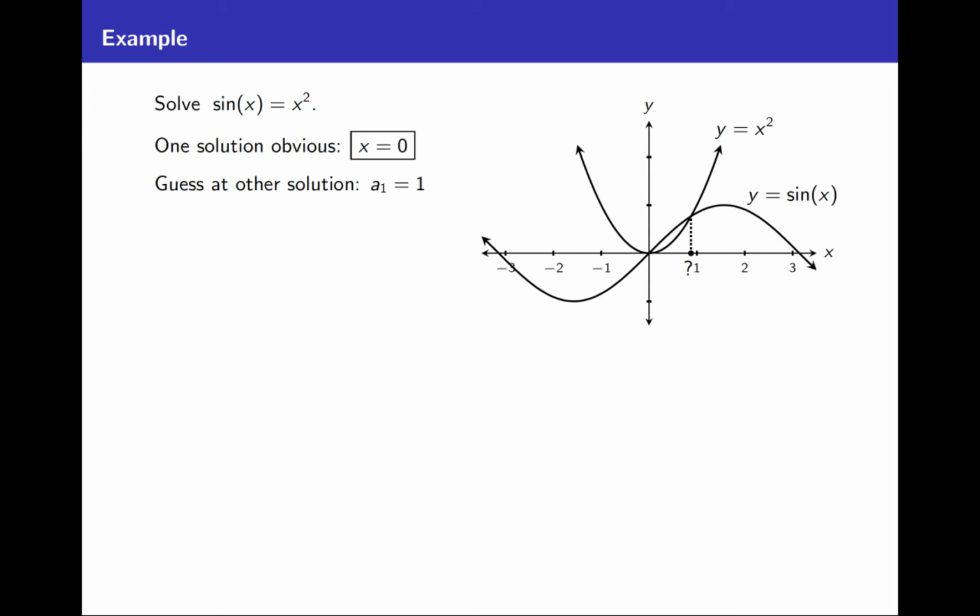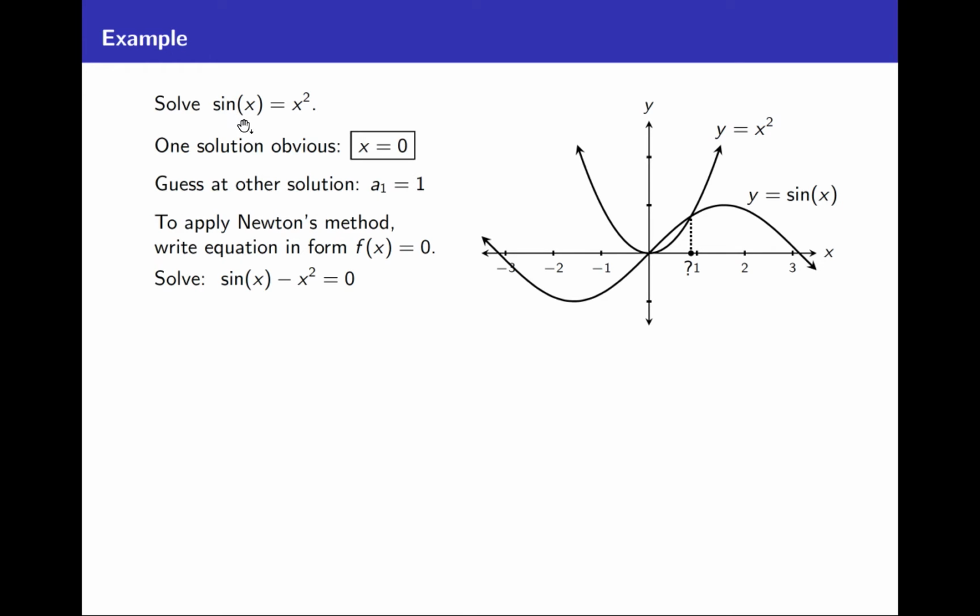In applying Newton's method, we have to apply it to an equation of the form f of x equals 0. That's the way Newton's method is set up. But notice we don't have that here. It's sine of x equals x squared, not f of x equals 0. To apply Newton's method, the first thing we would do is write this equation in the form to which Newton's method applies, f of x equals 0. And you can get that really easily by subtracting an x squared from both sides. So rather than solving sine of x equals x squared, let's solve an equivalent equation, sine of x minus x squared equals 0. So that's of the form f of x equals 0, where f of x is sine of x minus x squared. And we can apply Newton's method to that.